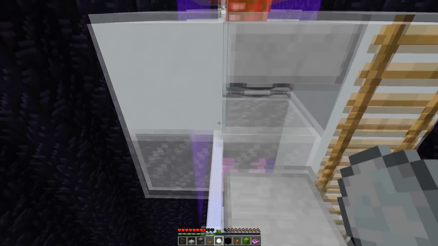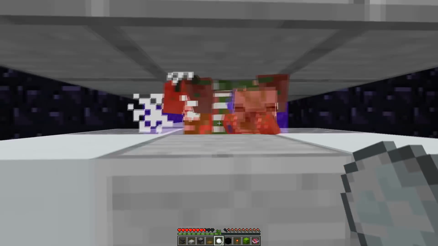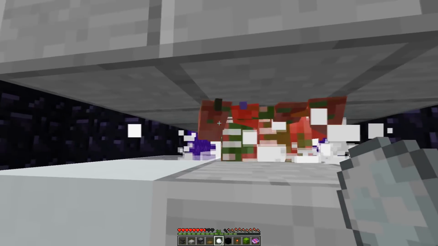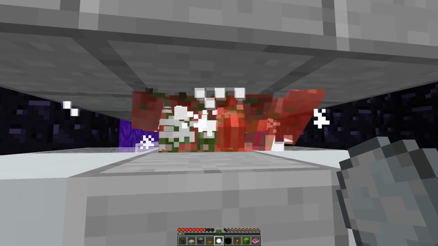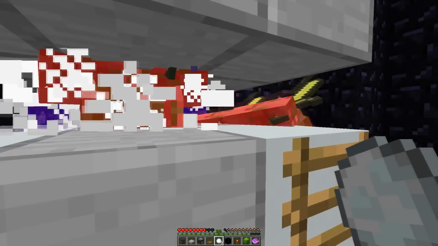So now they're angry again. Okay, now there are a lot of pigmen incoming. Alright, so this aggro chain broke, and after a few hours, it was a bit random, the pigmen stopped being mad at the player.